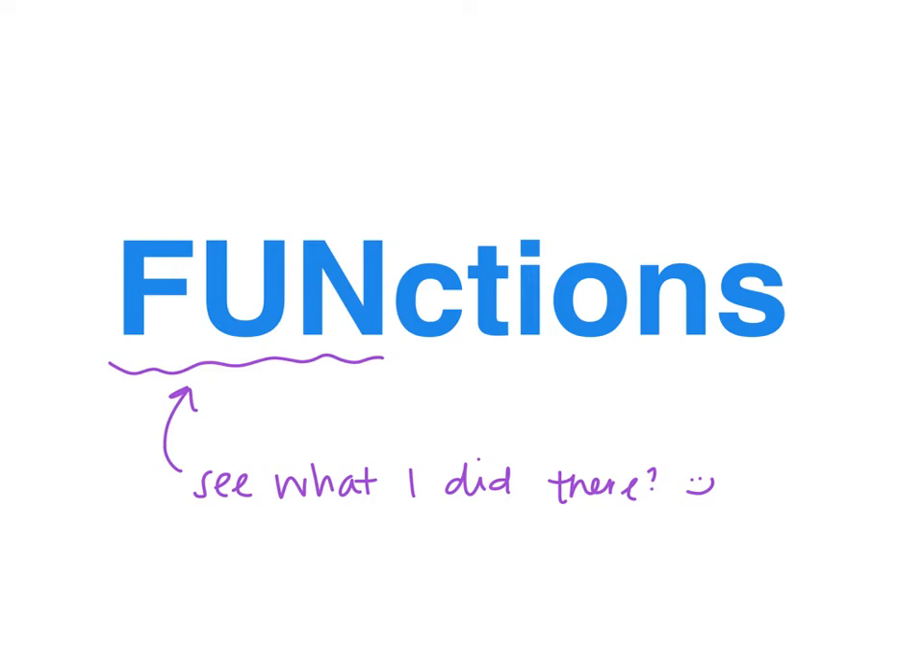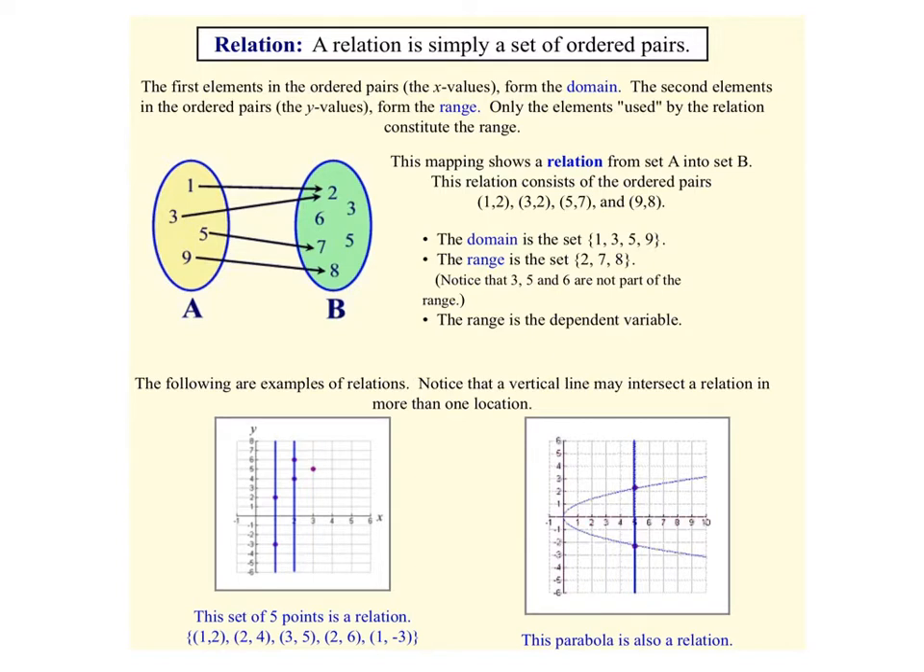In this video, we're going to talk about functions. So the first thing to know is a relation, and a relation is simply a set of ordered pairs. That can have any relationship between x and y, or in our case, a and b. So that means a set of points. It could be a curve like this, it could be a parabola, it could be a line, it could be a circle. Those are all relations.